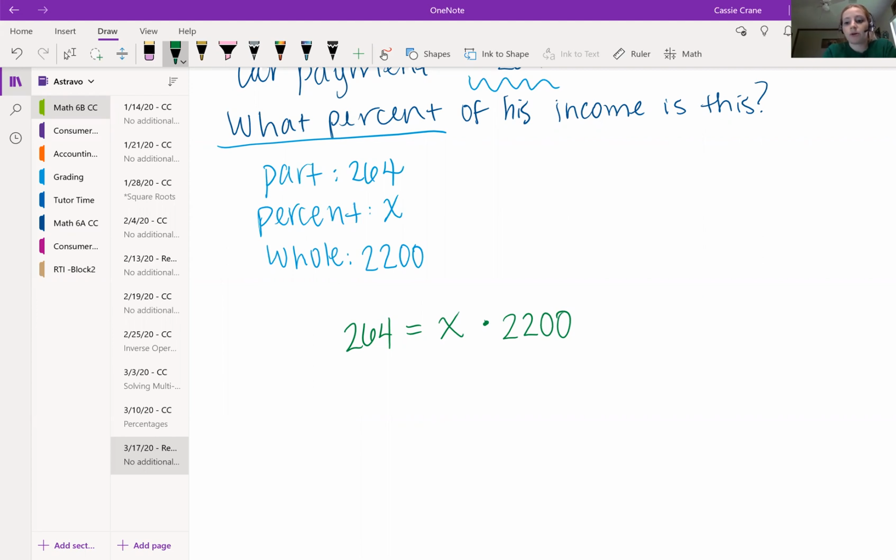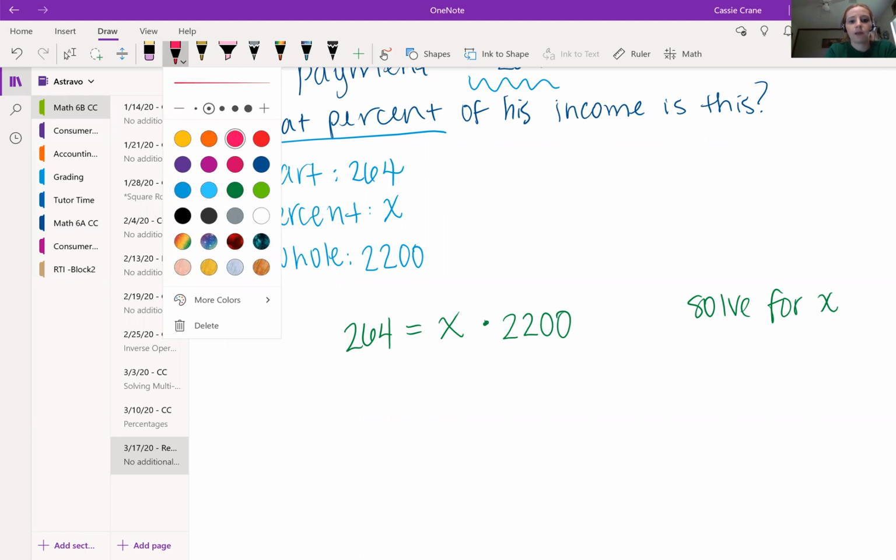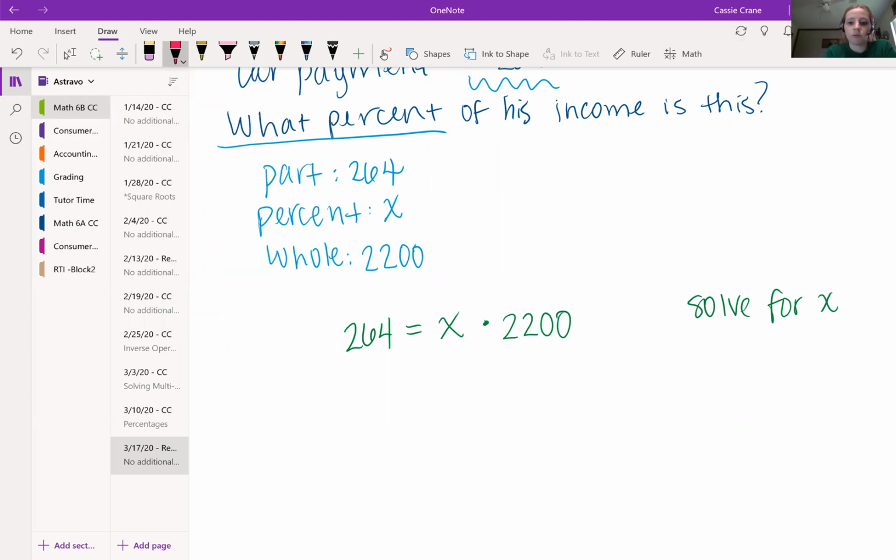So this time we need to solve our equation for x using inverse operations. And remember, inverse is another word for opposite. So that means we need to undo what's being done to x so that we can get it by itself. So if we look at x, right now it's being multiplied by 2,200. So we need to undo that, and we need to do the opposite of multiply, which is divide. And whatever we do to one side of an equation, we have to do to the other in order to keep it balanced. So we're going to divide by what's attached to x.